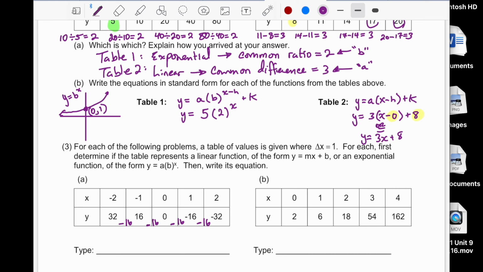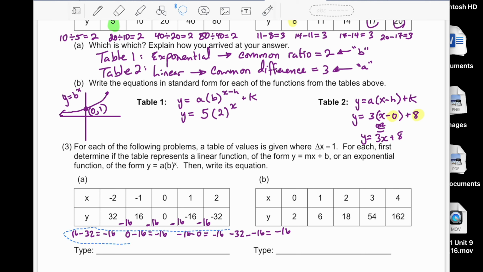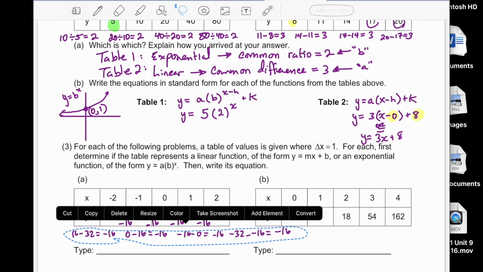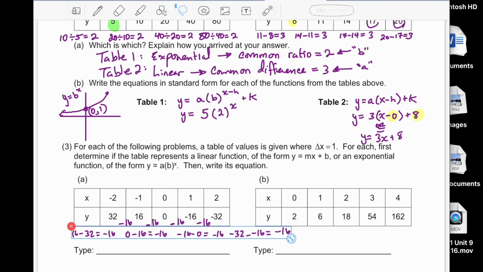That's the same as if I were to say, all right, well, what's 16 minus 32? Negative 16. 0 minus 16, also negative 16. Negative 16 minus 0, also negative 16. And then negative 32 minus a negative 16, also negative 16. All right. If you needed to demonstrate the common difference, this is how you would do it. But you don't often need to do that.